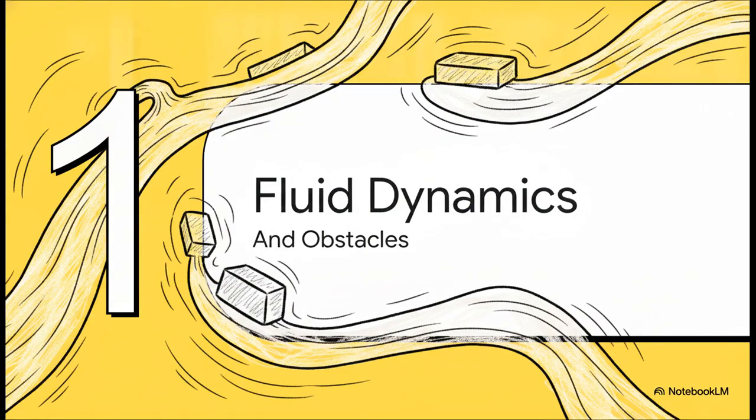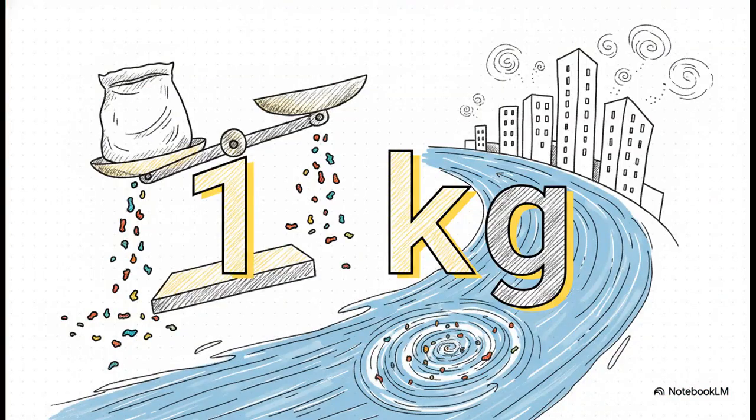Section: Fluid Dynamics and Obstacles. Let's look at exactly how this works. To really understand this invisible air problem, let's pivot for a second to a fluid we can actually see: water. So what do you think happens when exactly 1 kilogram of microplastics enters a flowing river? You'd probably assume it just gets easily washed away by the current, right?